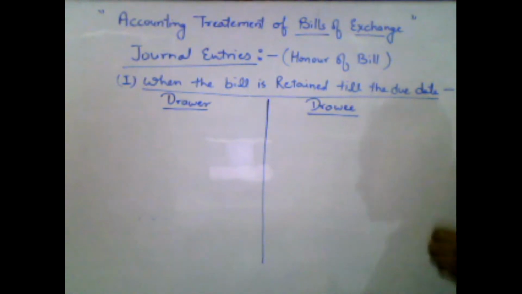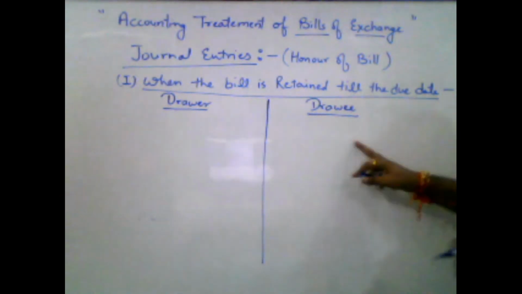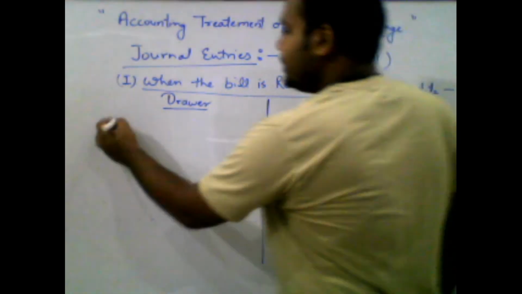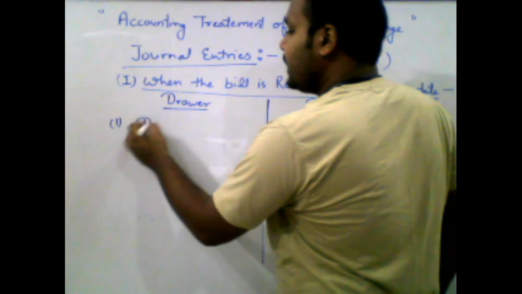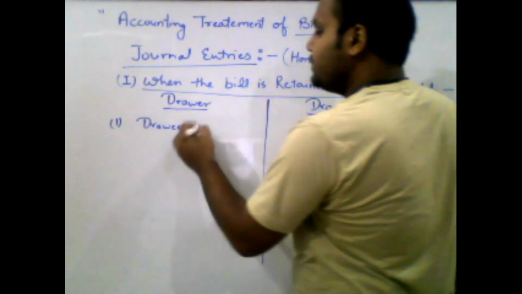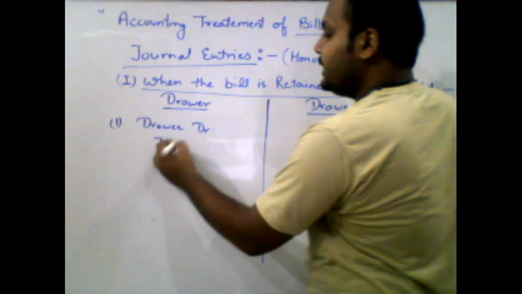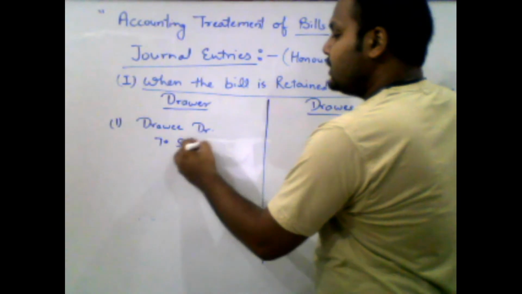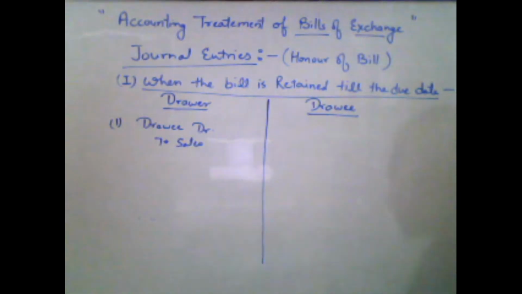You know very well. सबसे पहले drawer क्या करता है? First of all, drawer sold the goods to the drawee. So in this situation he passed the journal entry, that is drawee account debit to sales. It means name of the drawee account should be debited and sales account will be credited.